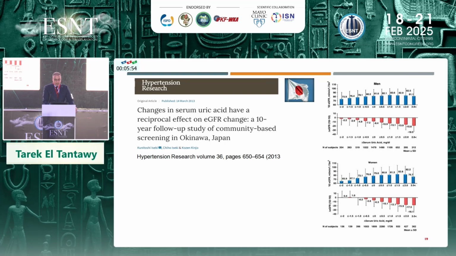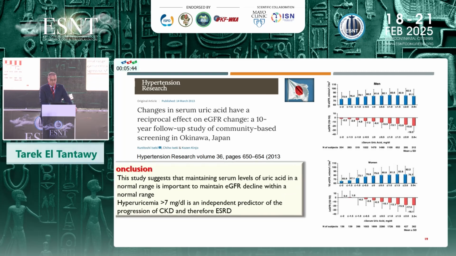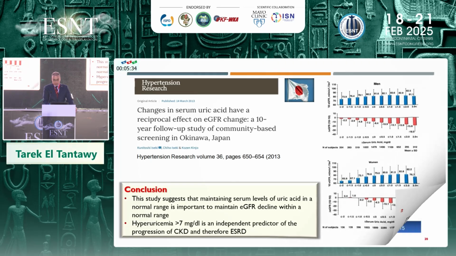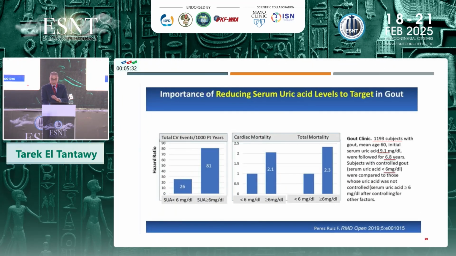Another study from Japan: changes in serum uric acid have a reciprocal effect on estimated GFR change. A 10-year follow-up study of community-based screening in Japan. Their study suggests that maintaining serum uric acid in the normal range is important to keep estimated GFR decline within the normal range.